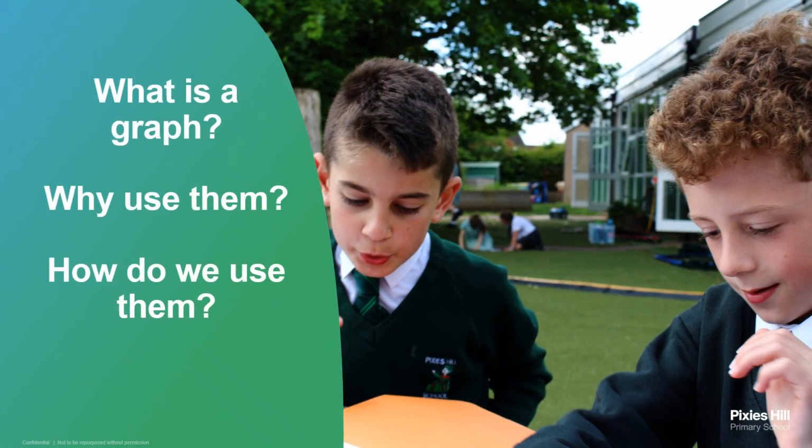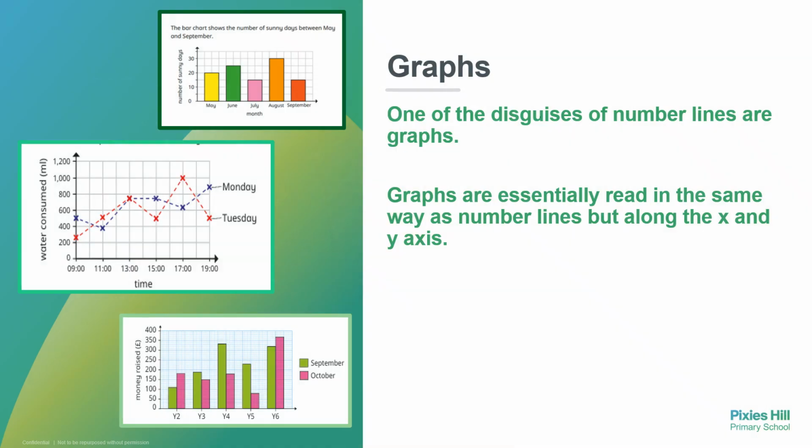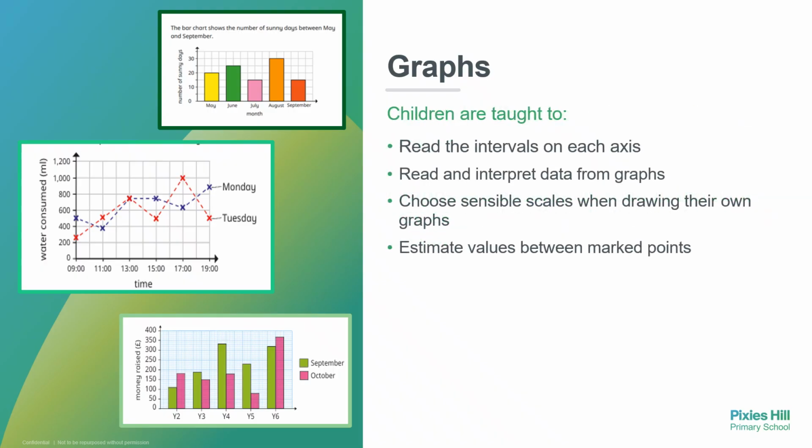As I have just mentioned graphs, let's cover those now. So, what is a graph? Why do we use them? And how do we use them in school? Graphs are essentially read in the same way as number lines, but along the x and y axis. Children are taught to read the intervals on each axis, read and interpret data from graphs, choose sensible scales when drawing their own graphs, and estimate values between marked points.